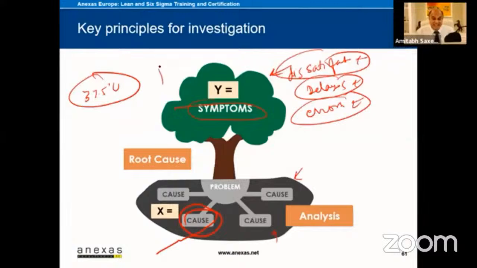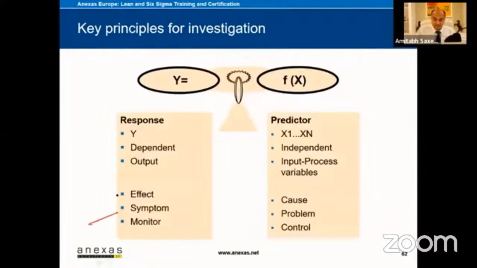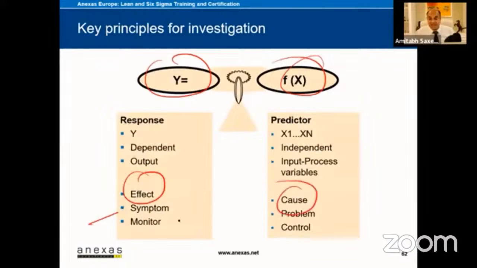Result, Y, is the result. Don't focus on the result. If you are focusing on the results, it will give you stress. It will not solve the problem. Results are not in your hand. The X factors are in your hand. So Y is a function of X. Y is the effect, X is the cause. Y is the symptom, X is the problem. Y you can just monitor.